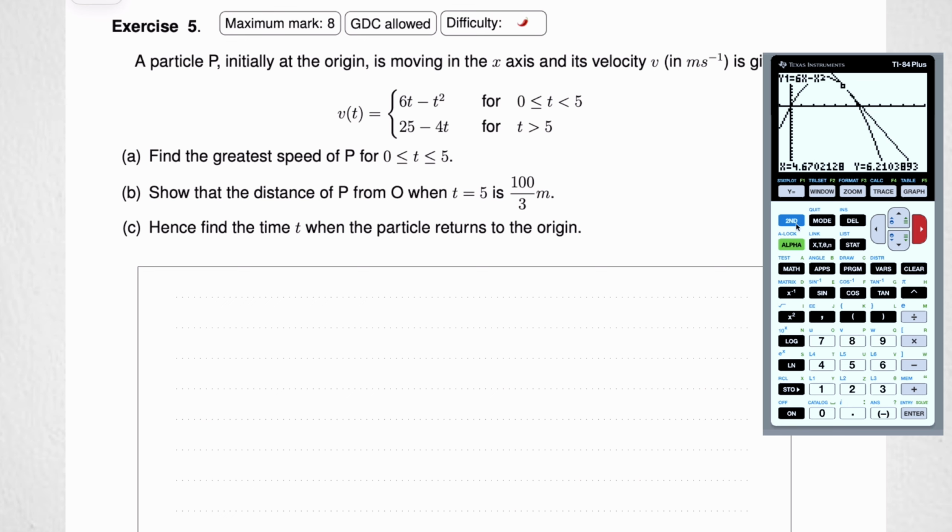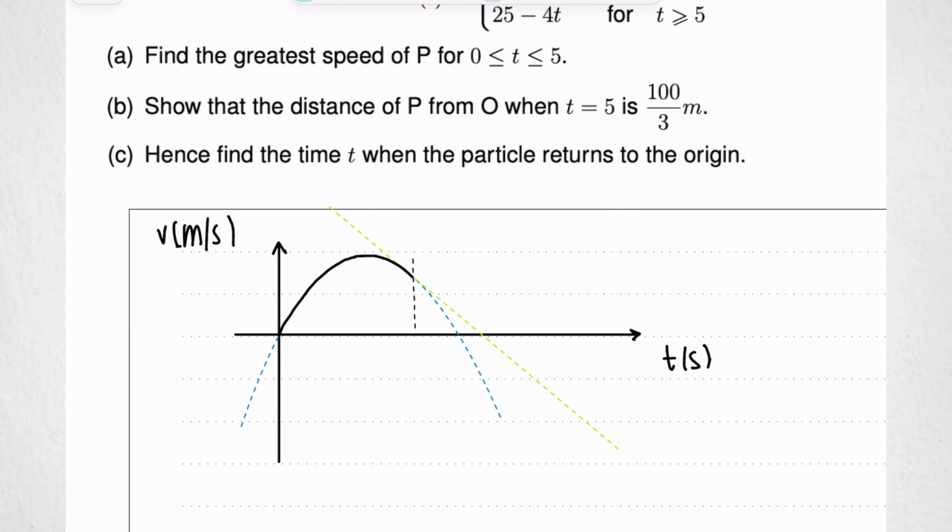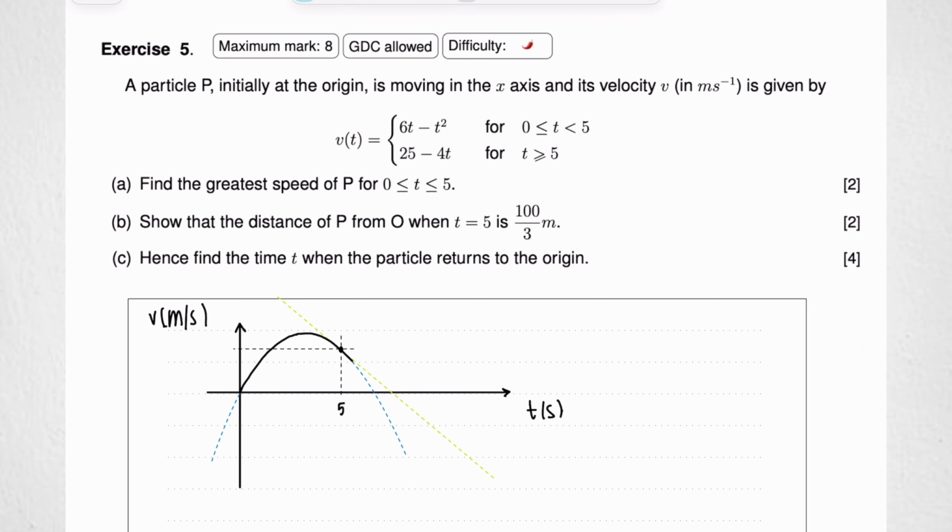Now, the intersection should be at t equals 5. And that's exactly what happens. When t is equal to 5, the velocity, coincidentally, is also equal to 5. Now, when we transfer these two graphs to our sketch, we need to select the right portion of each one of these two curves. So from 0 to 5, we have the parabola. And after 5, we have the line.